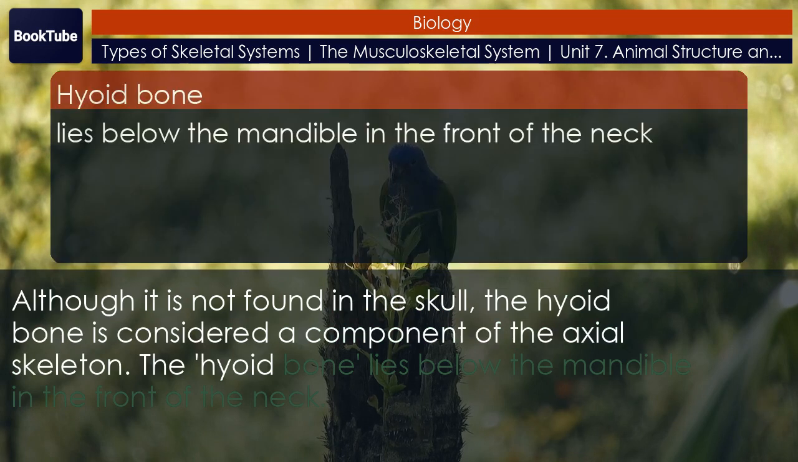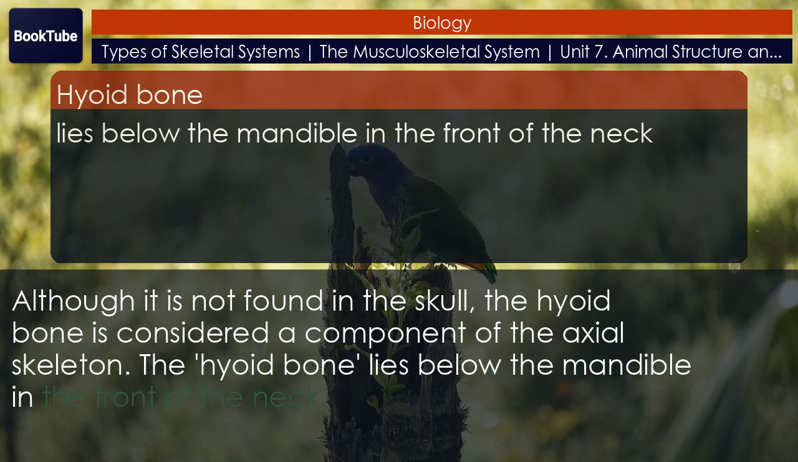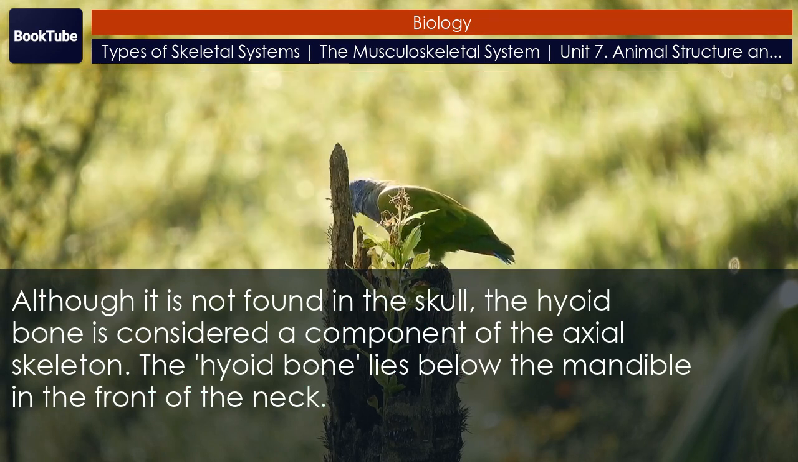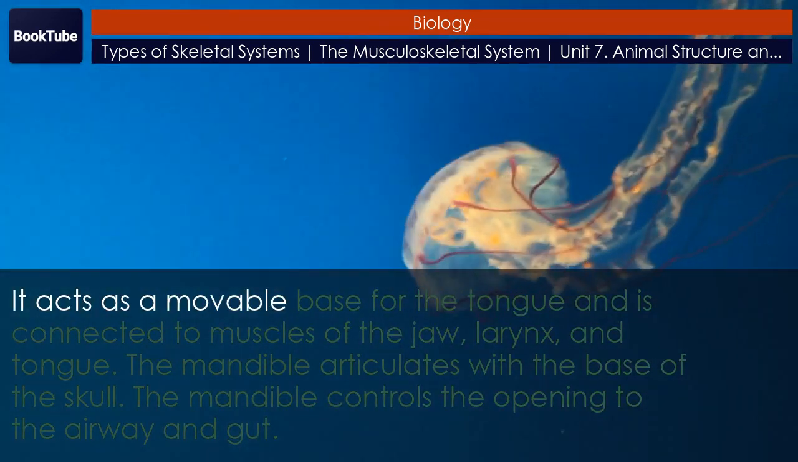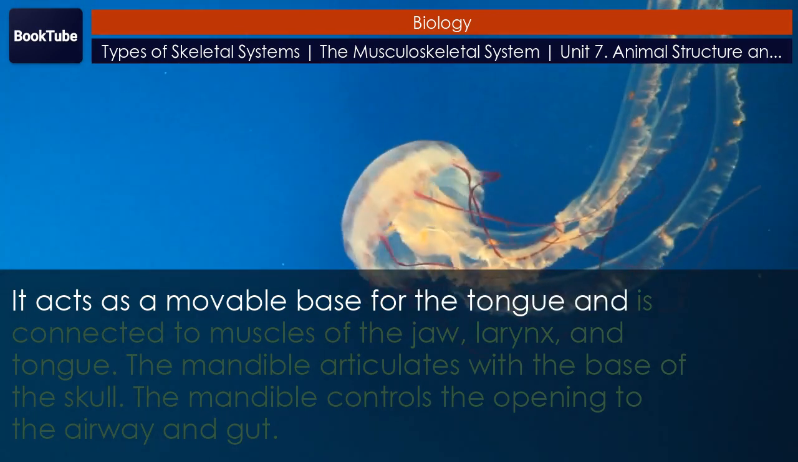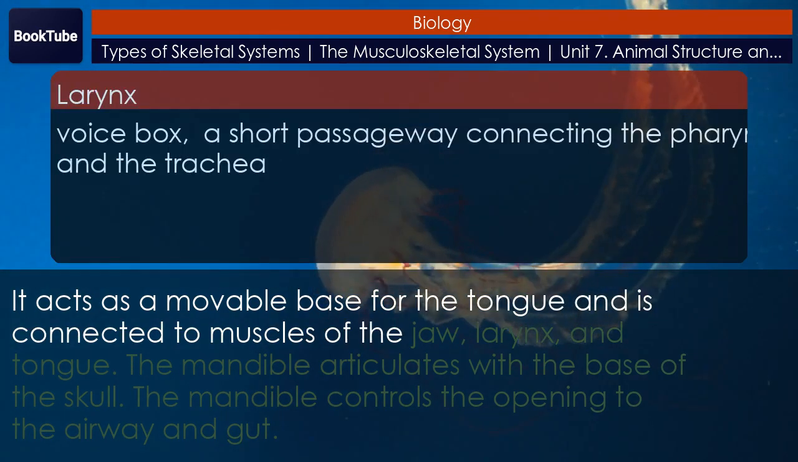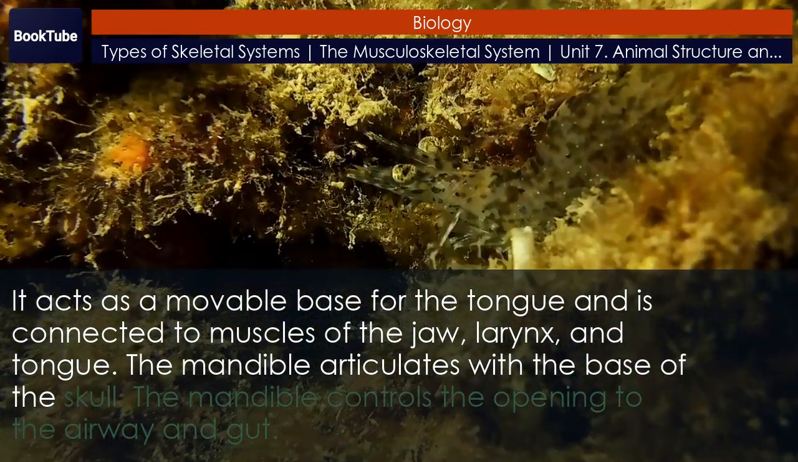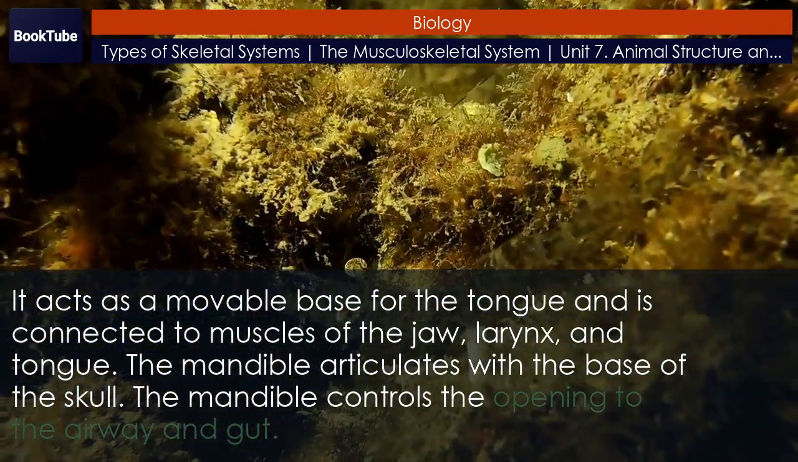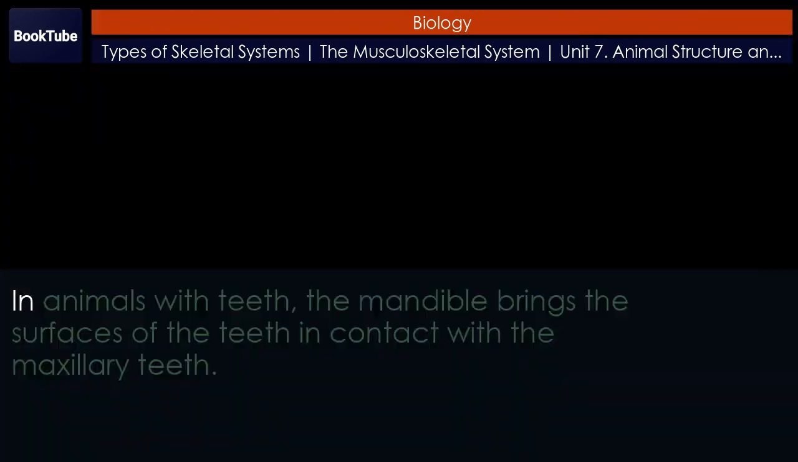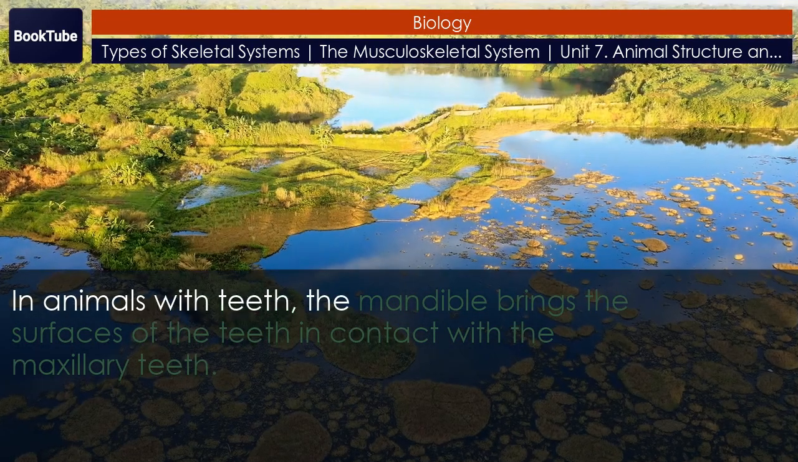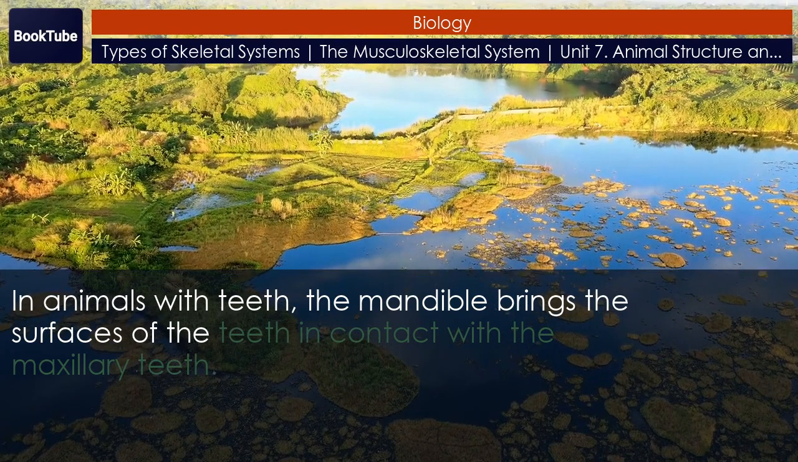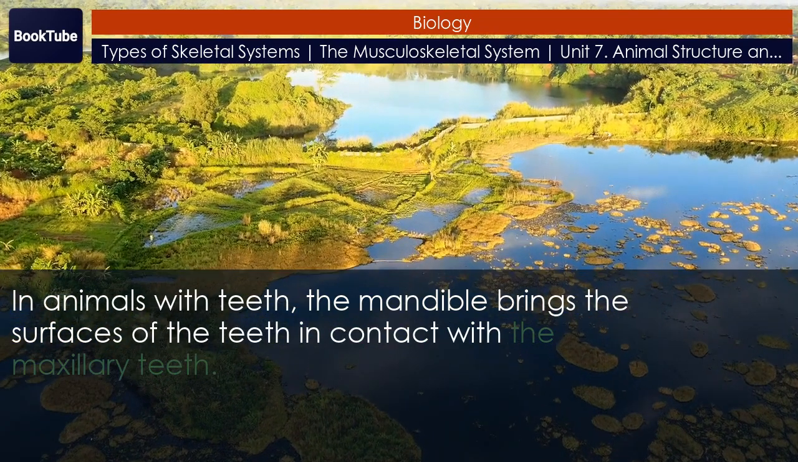skeleton. The hyoid bone lies below the mandible in the front of the neck. It acts as a movable base for the tongue and is connected to muscles of the jaw, larynx, and tongue. The mandible articulates with the base of the skull. The mandible controls the opening to the airway and gut. In animals with teeth, the mandible brings the surfaces of the teeth in contact with the maxillary teeth.